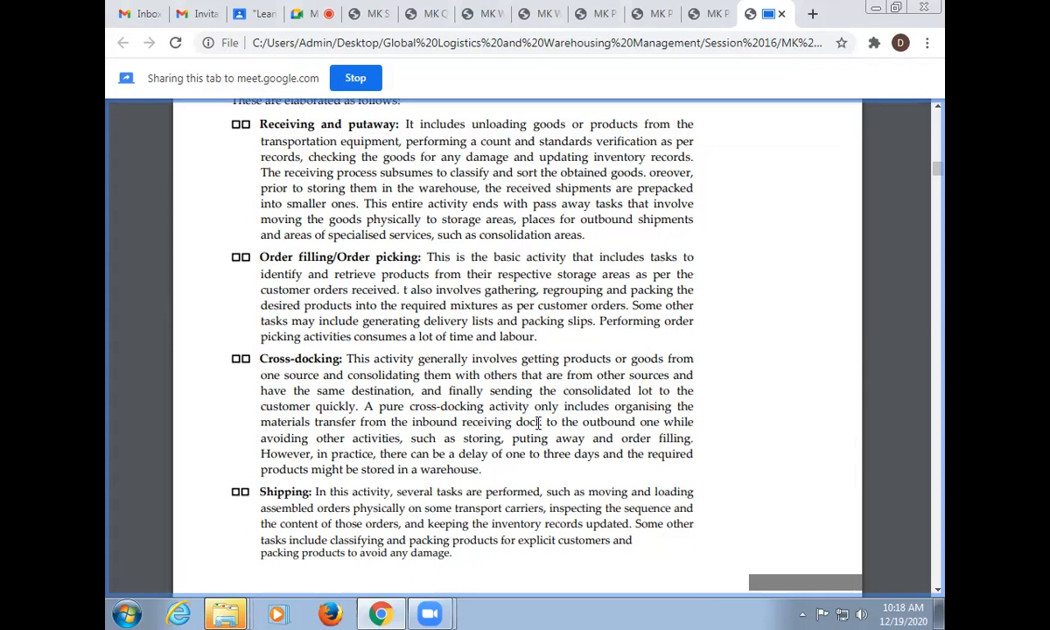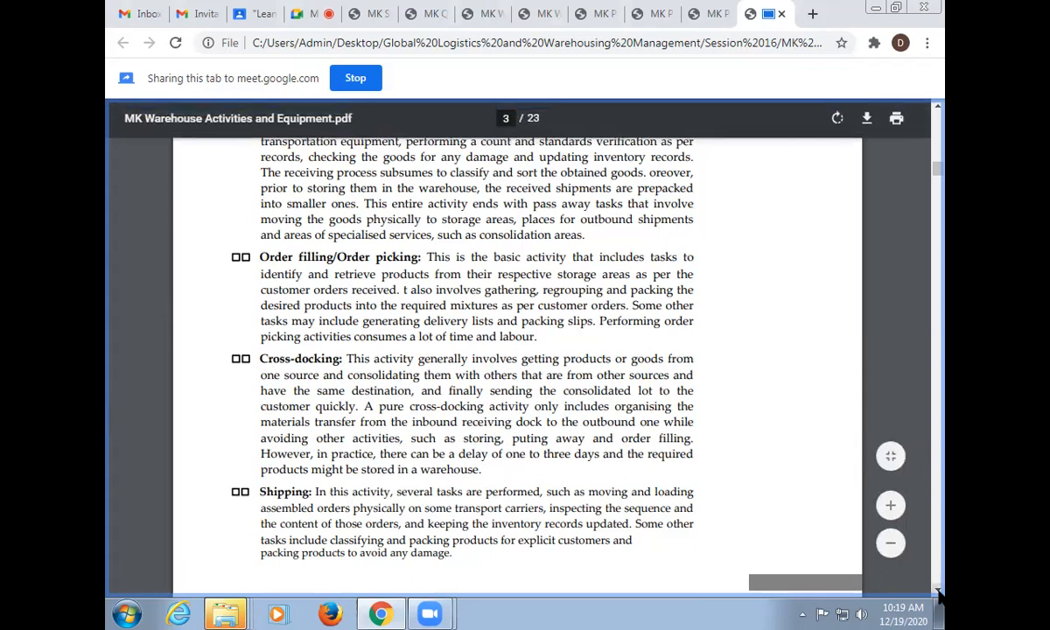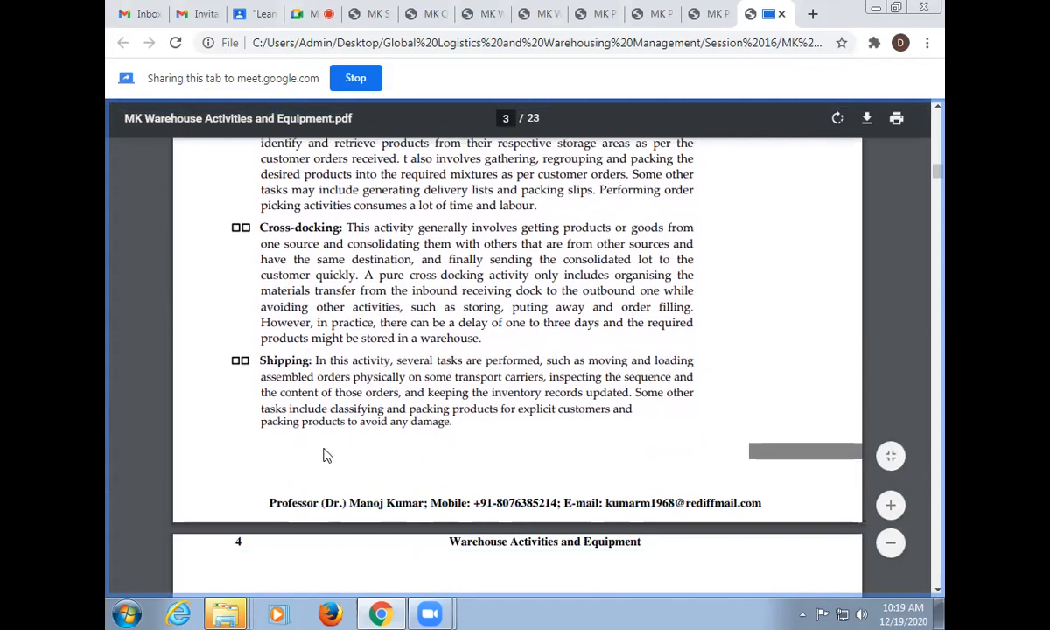A pure cross-docking activity only includes organizing the material transfer from the inbound receiving dock to the outbound one while avoiding other activities such as storing, putting away, and order fulfilling. However, in practice, there can be a delay of 1 to 3 days, and the required products might be stored in a warehouse. Shipping.